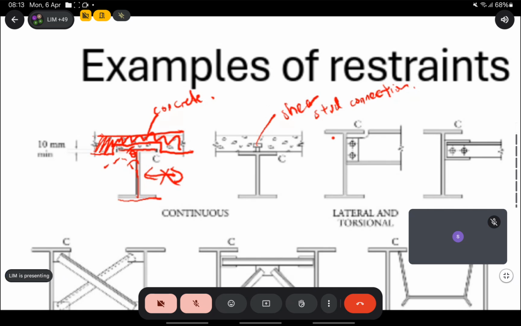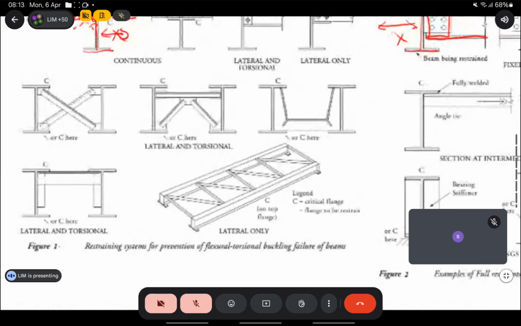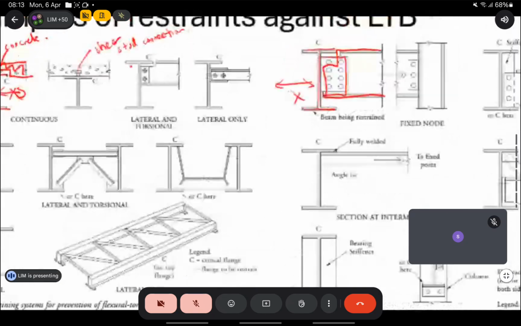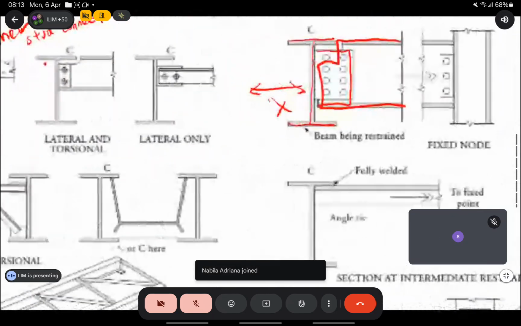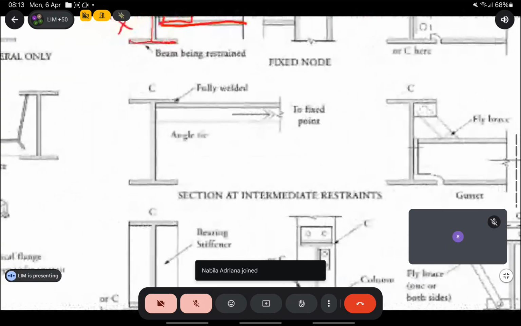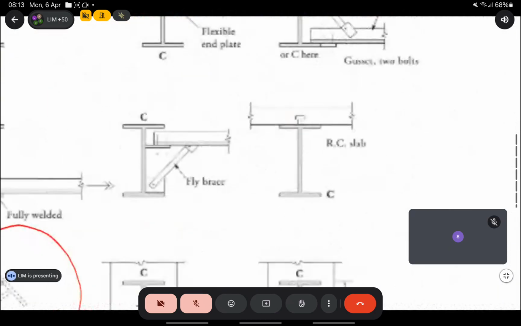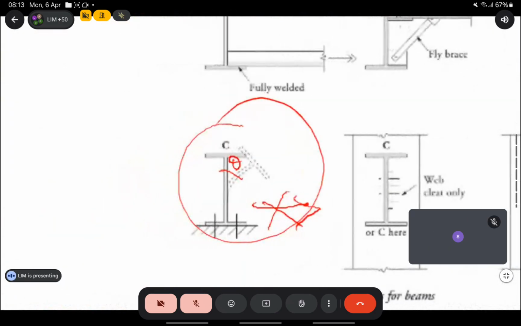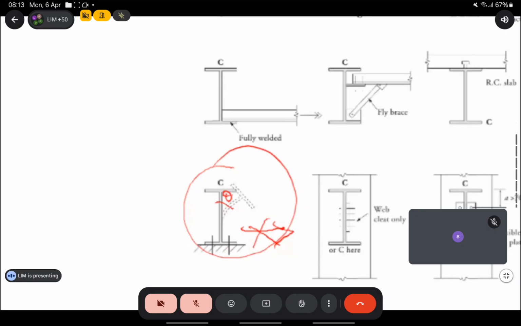So there are a lot of other types of restraints. Here you have a partial restraint. And this one that I showed here is considered a partial restraint. It's restraining the beam from movement, displacement, but it's not restraining it from rotation.